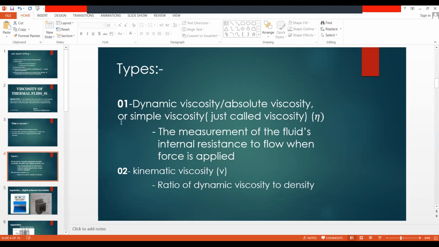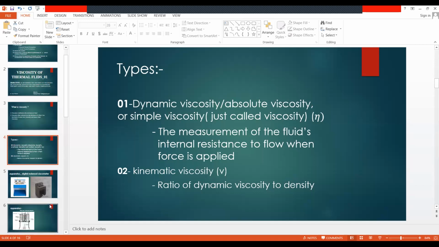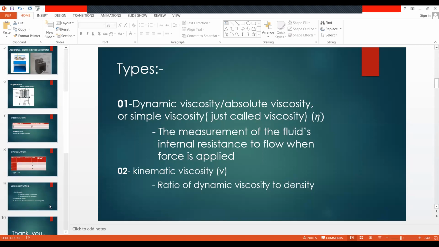Temperature will be the x-axis because we are changing the temperature, and we are measuring the time to collect 50 milliliters of oil at different temperatures. The y-axis should be dynamic viscosity in one graph, and in the second graph, kinematic viscosity. You should plot these two graphs similar to the previous practical, and you have to discuss the results of the graphs. That will be the discussion part.